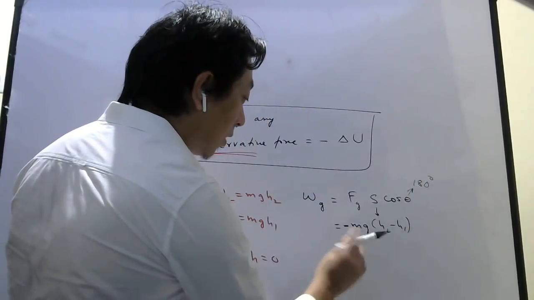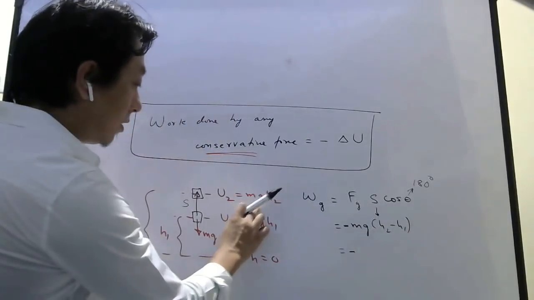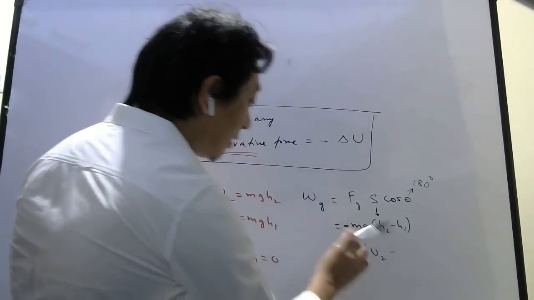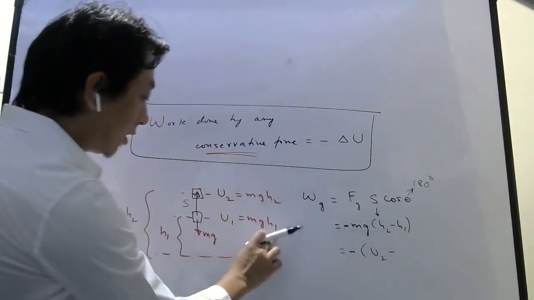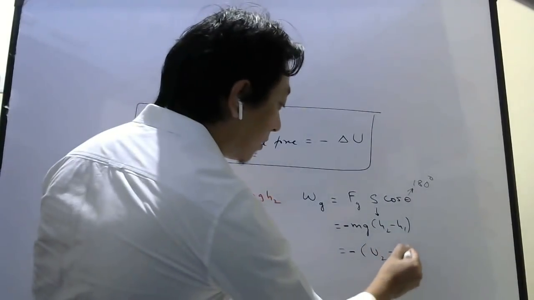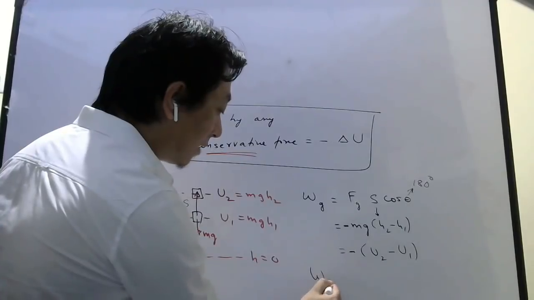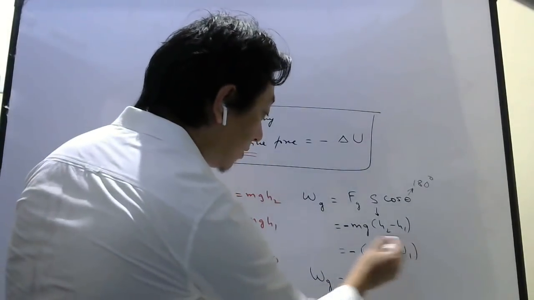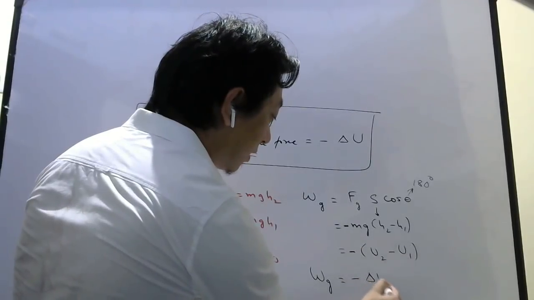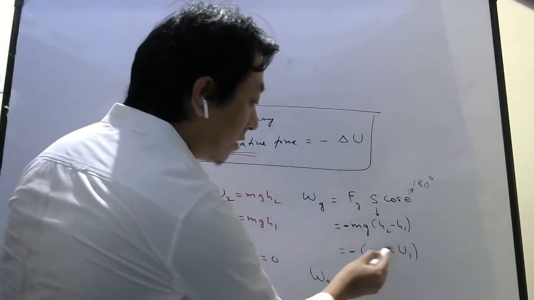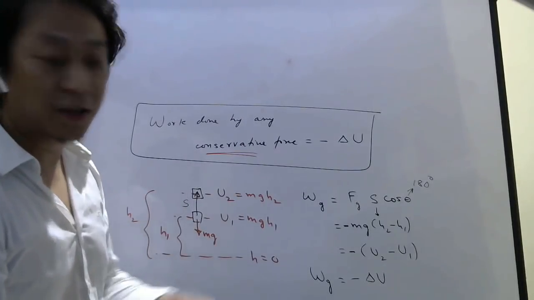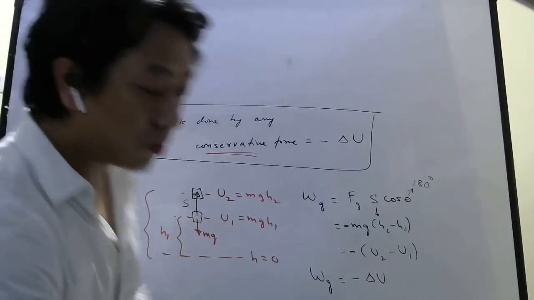Now look carefully. What is mgh2? mgh2 is the final potential energy, U2, minus mgh1. What is mgh1? Initial potential energy. So here you can see a nice example: work done by gravity is minus of change in potential energy. Final potential energy minus initial potential energy is the change in potential energy. So this is something I want you to remember.